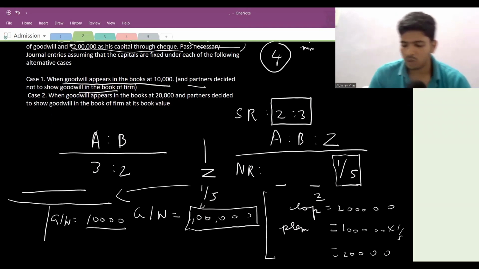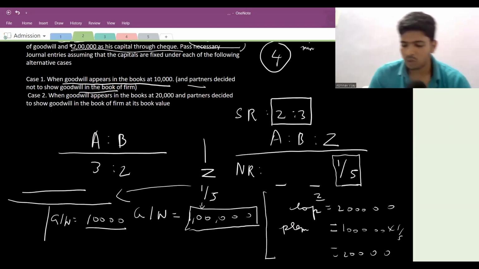So the first entry, as far as case 1 is concerned, is writing off the goodwill. How much is the goodwill? 10,000. Goodwill is an asset, it's on the debit side. Now we need to credit it because we are going to write it off. Goodwill account, 10,000. Then A's current account, because it's a fixed capital account, debited and B's current account debited. And it will be written off in the old ratio. What is the old ratio? 3:2. So 6,000, 4,000.